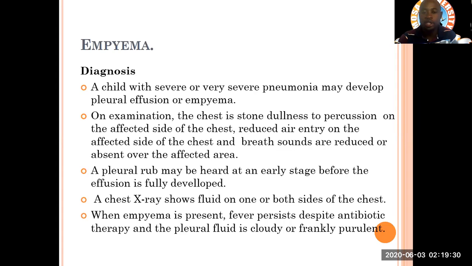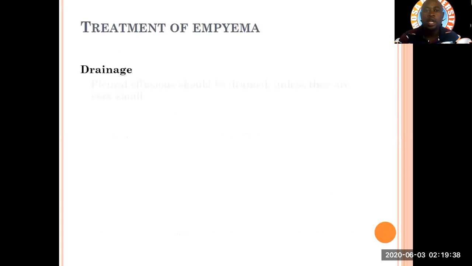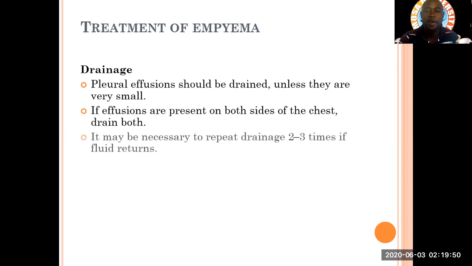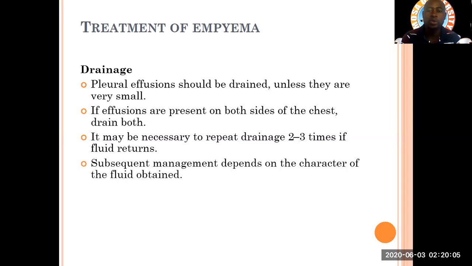What you should notice is that when empyema is present, whether you give antibiotic therapy or not, the fluid is cloudy or frankly purulent. So the treatment of empyema is drainage, because of the pleural effusion that is present, we should drain it unless it is very small, which means it can resolve on its own. If effusions are present on both sides of the chest, we do bilateral draining of the fluid. It becomes necessary to drain 2-3 times because the fluid sometimes has a tendency of reaccumulating.